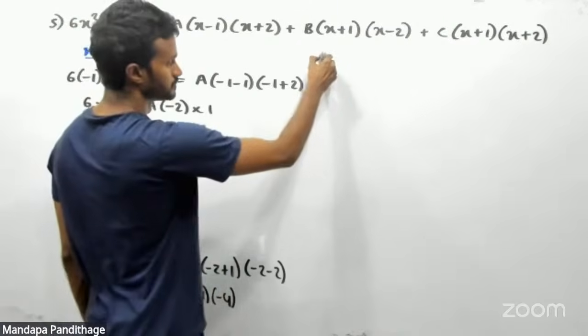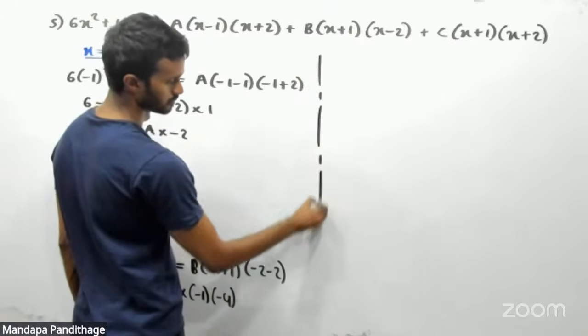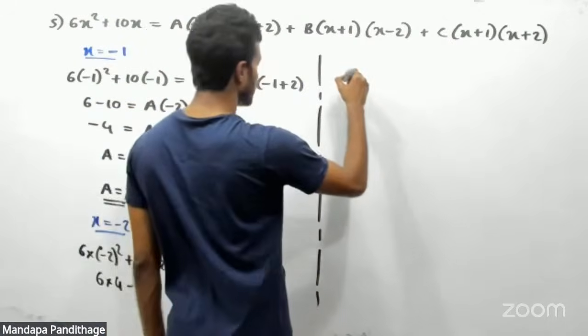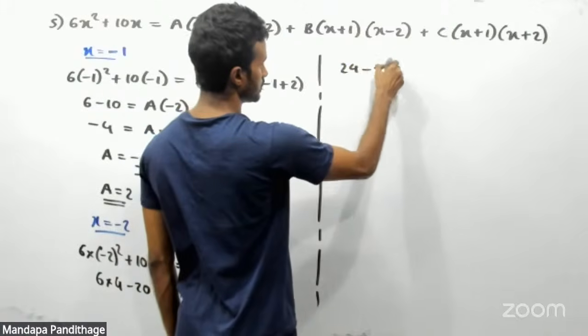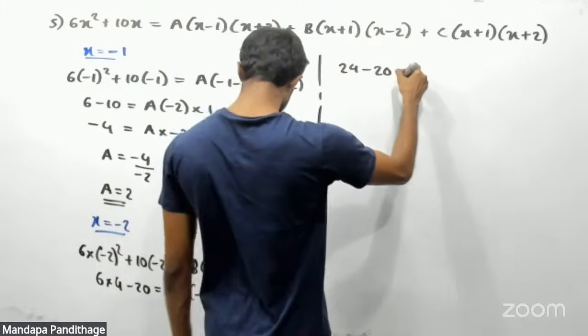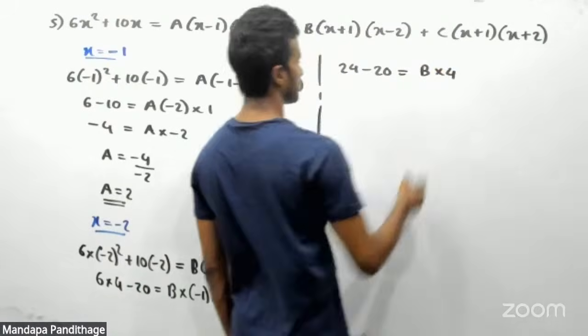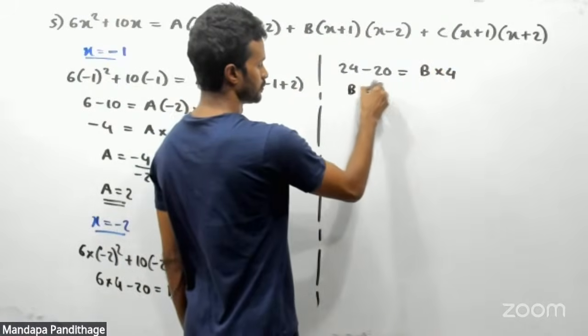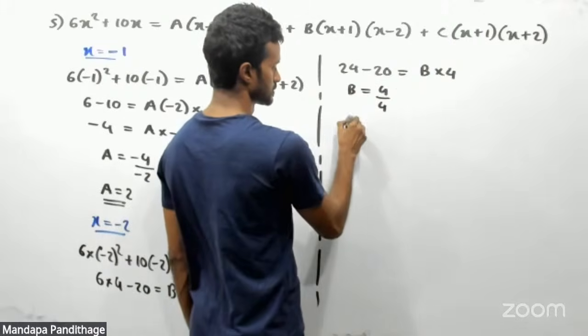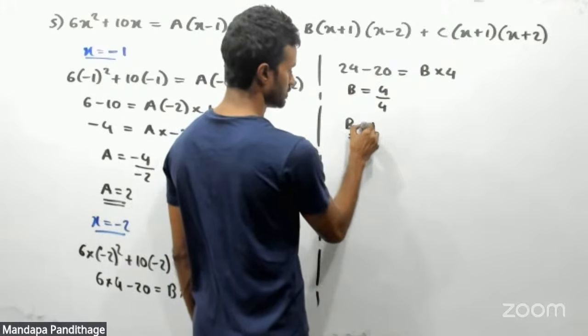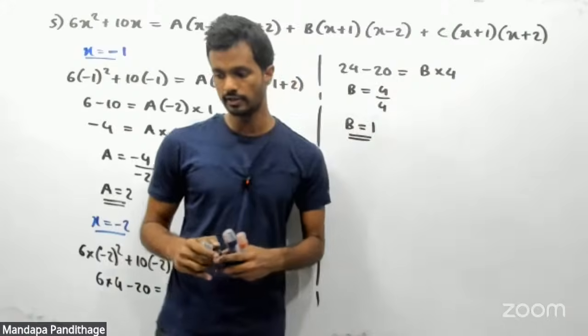So this gives you 24 minus 20 is equal to b into 4. So you have b equals 4 over 4, so it's 1. So you can find these two values by substituting values. You can find these two.